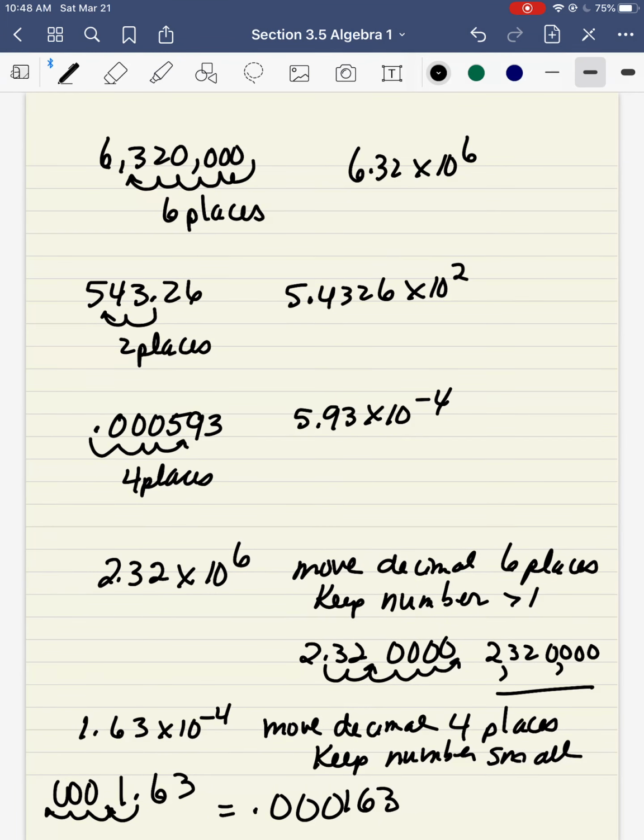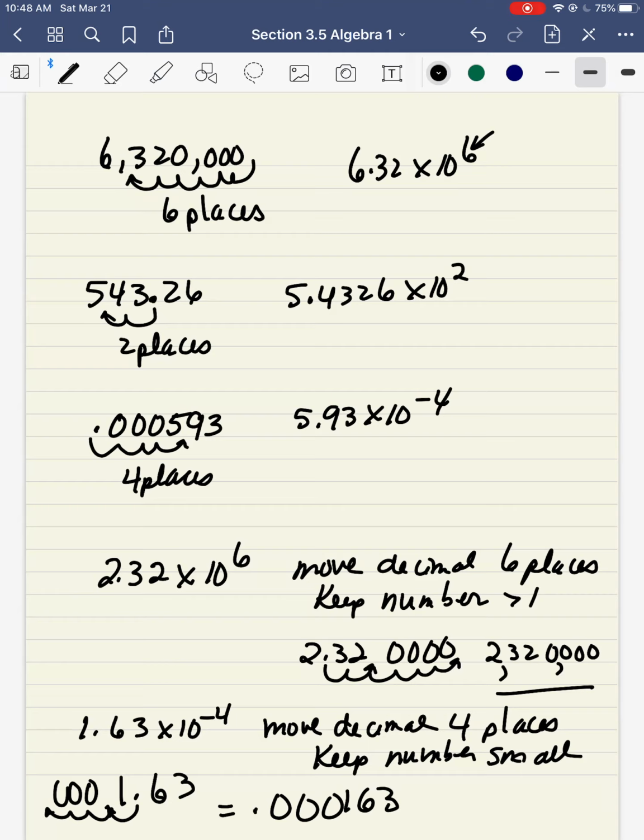As an example, if I have 6,320,000, I basically need to move the decimal so it's in between the first 2 digits. Because this number is bigger than 1 originally, I will have a positive exponent on my 10 part. I had to move the decimal 6 places, so that becomes the 6 on the exponent. So 6,320,000 is really 6.32 times 10 to the 6th.